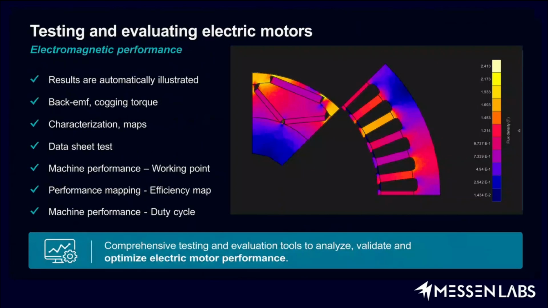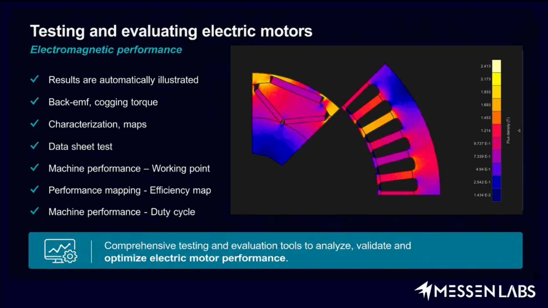Okay. So as I mentioned, right, we can test and evaluate the motors by using our automated report capabilities. So we can have a view of the electromagnetic performance. Results are automatically illustrated once the test completes running. So we have back EMF and cogging tests. We have characterization maps, datasheet tests. More on this as I open the software. And we have, for machine performance, either for the working point or a duty cycle, and the complete efficiency map. So comprehensive testing and evaluation tools to analyze, validate, and optimize our electric motor performance.